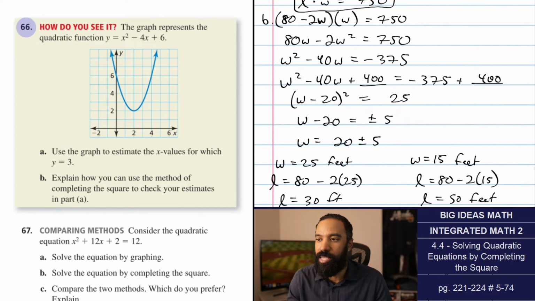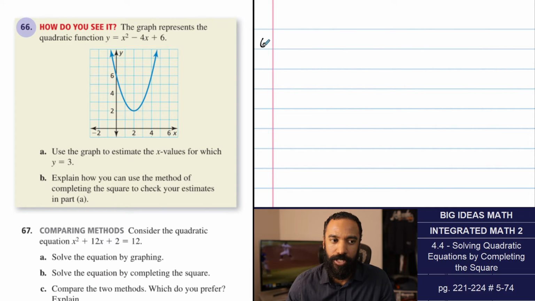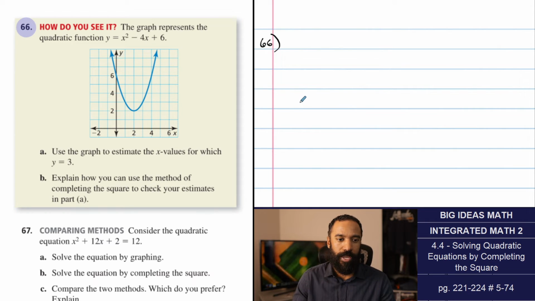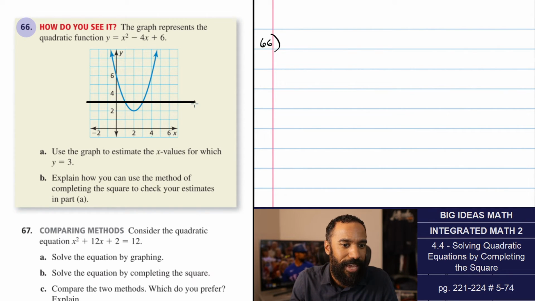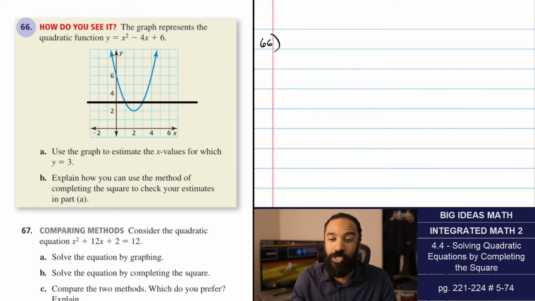All right, number 66. The graph represents the quadratic function y equals x squared minus 4x plus 6. Use the graph to estimate the values for which y equals 3. So now y equals 3 is right there. I'm guessing the x values are going to be 1 and 3. Oh, it said use the graph. So, okay, yes, I'm just going to be talking about that.